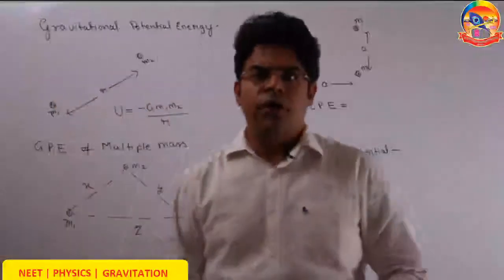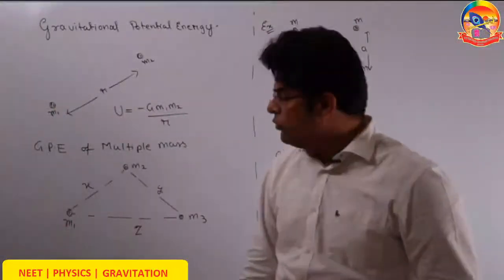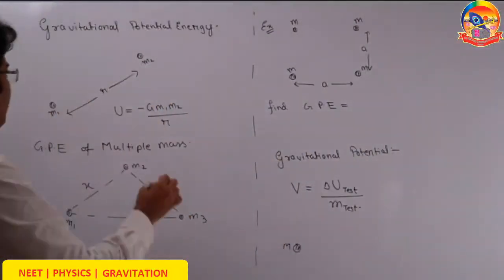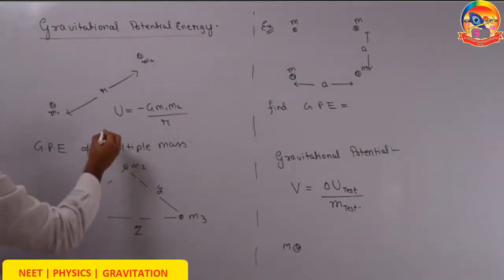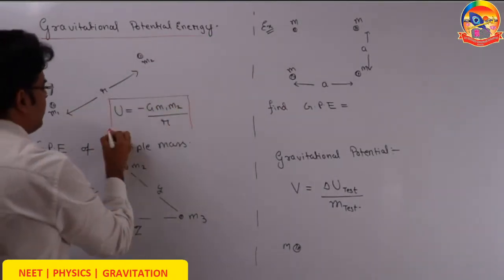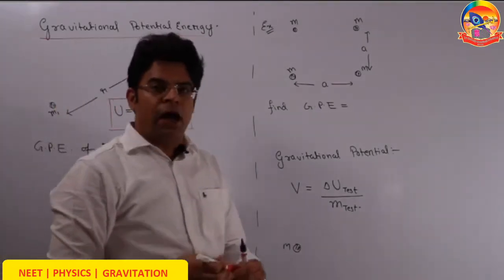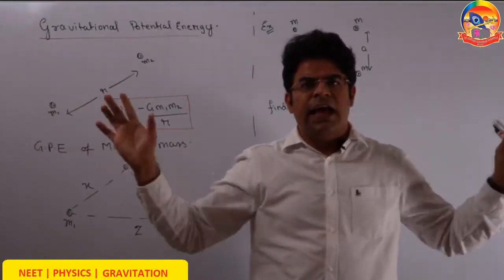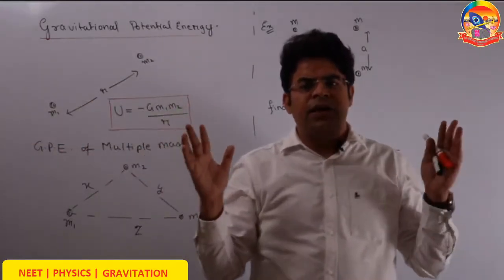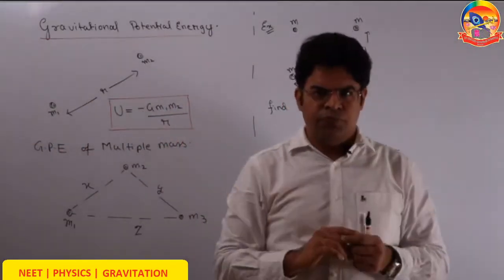Okay, so now let's do gravitational potential energy. If we have two masses m1 and m2 separated by distance r, the gravitational potential energy is defined as minus G m1 m2 by r. When the separation between particles is infinite, as a convention we have defined that the gravitational potential energy is 0.